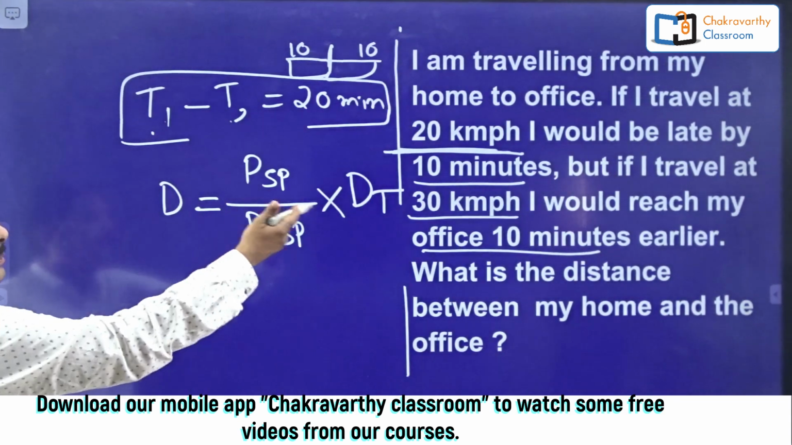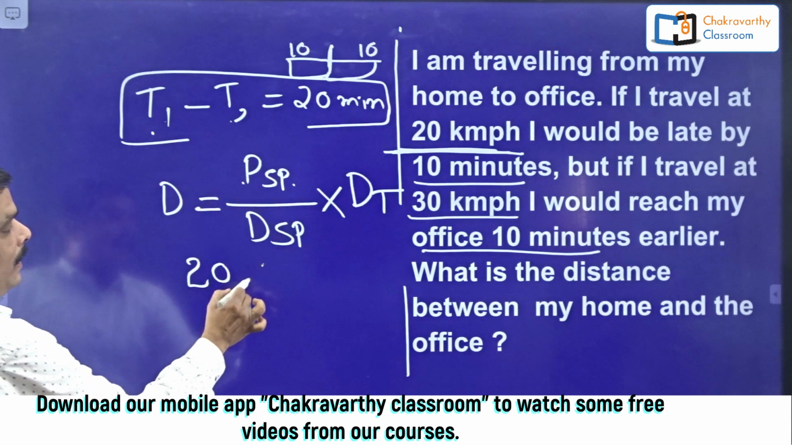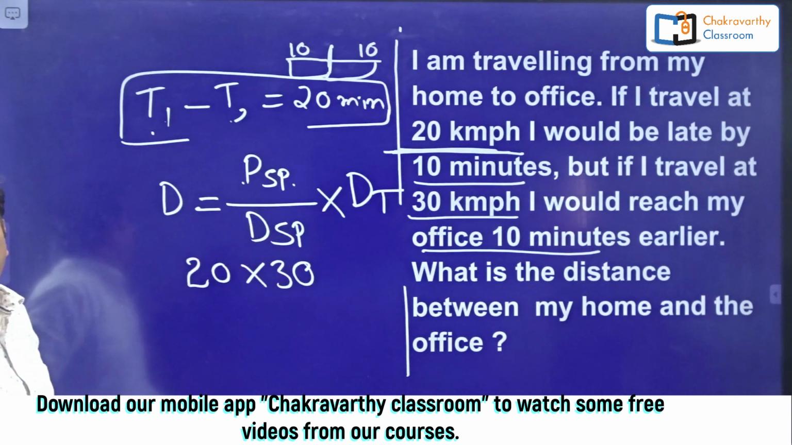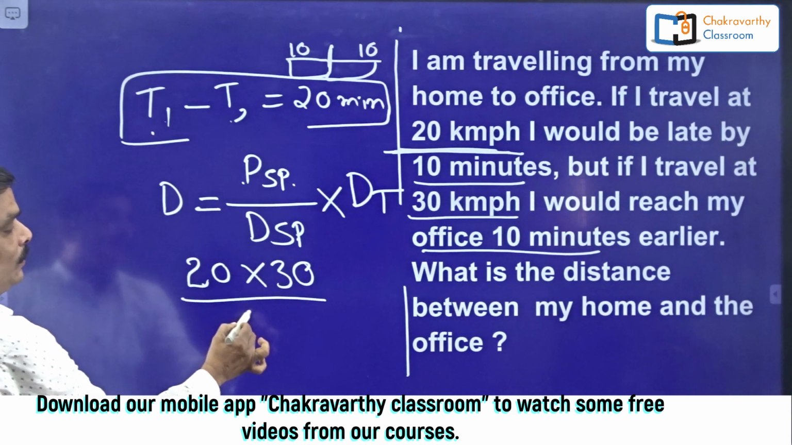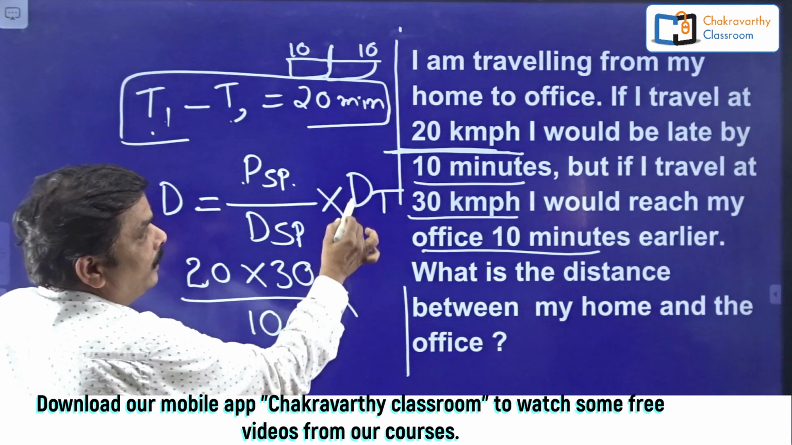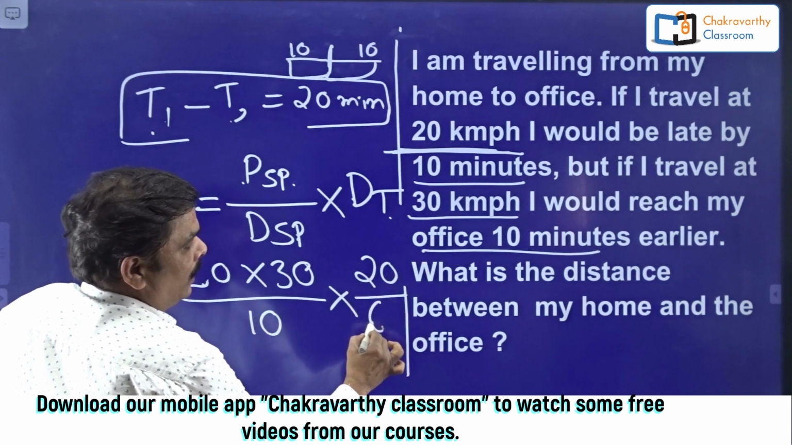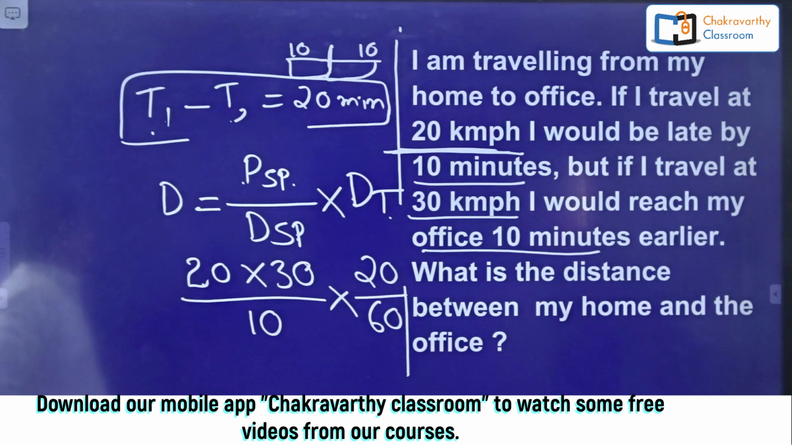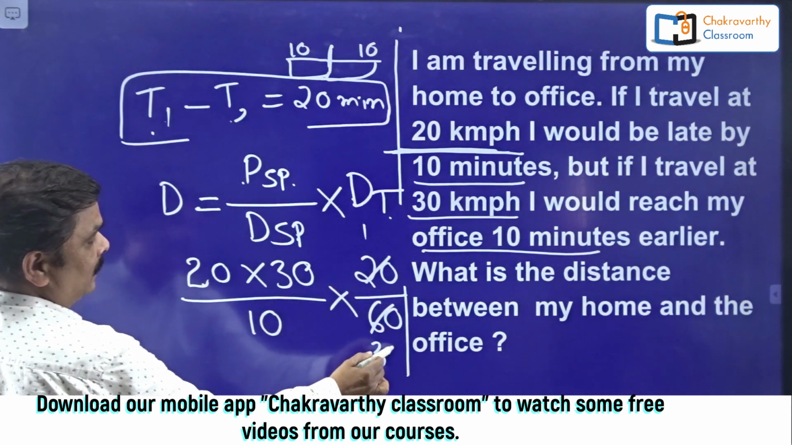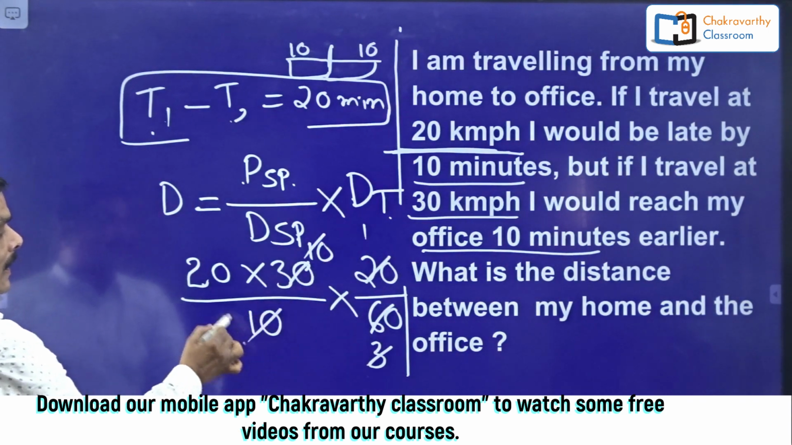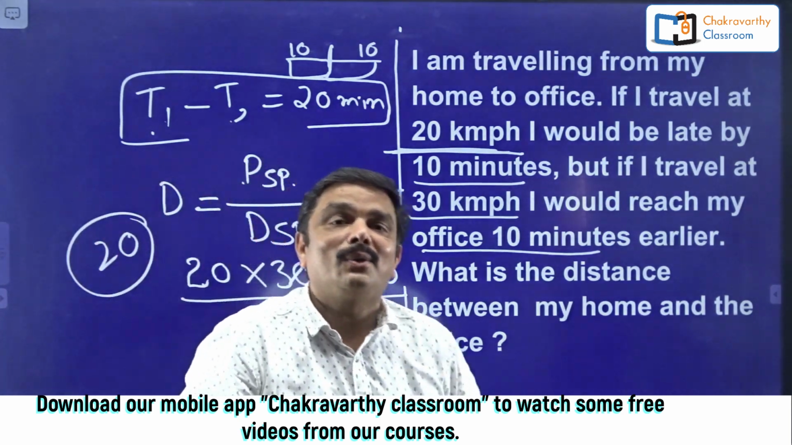Alright, now just substitute the values here. Product of the speeds. One speed is 20, other speed is 30 kilometers per hour. 20 into 30 divided by difference in speeds, 30 minus 20, 10, into difference in time. Difference time is 20 minutes. I converted that one into hours, divided by 60. Quickly go for the solution here. This is 20 once, 23 times. And this is 3 times, 10 and 10 cancel. My answer is 20 or 20 kilometers is the right one.